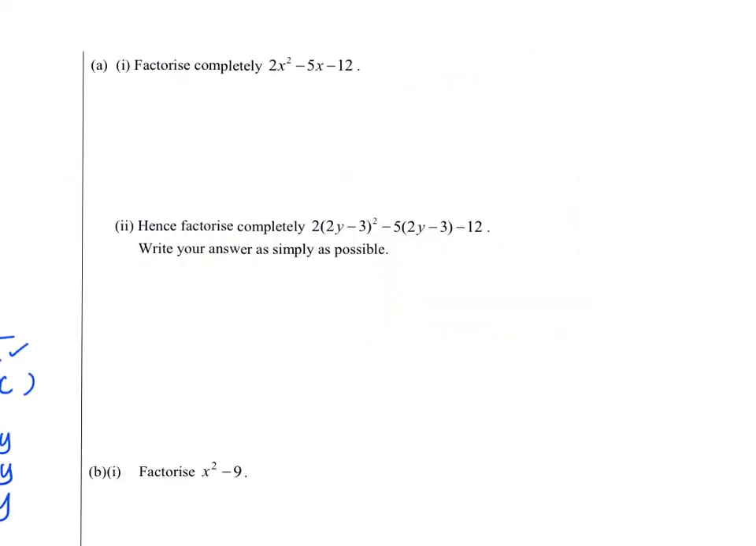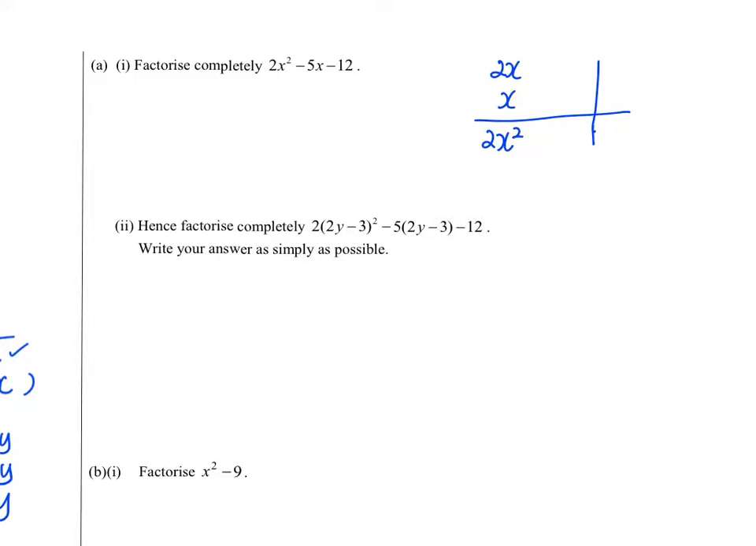Now, these two questions that I'm going to go through next are a little bit harder, so try to follow the pattern as closely as possible. In this question over here, factorize this completely. So I will have 2x squared, then 5x minus 12. What times what can give me 12?